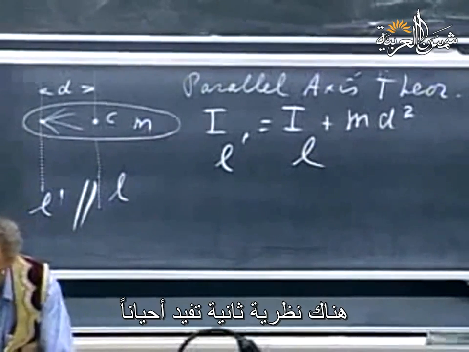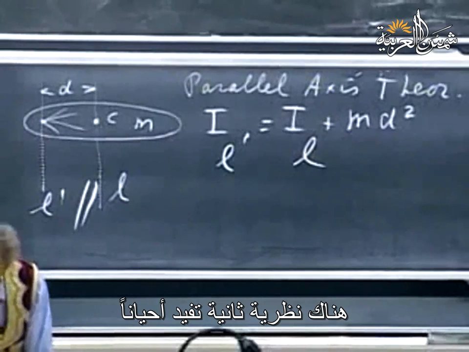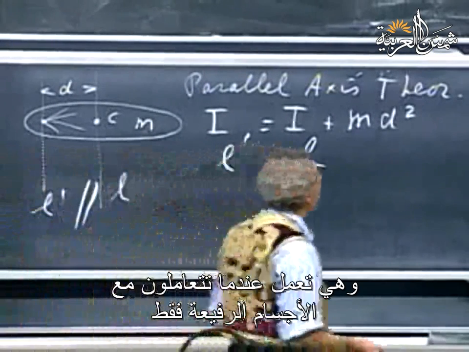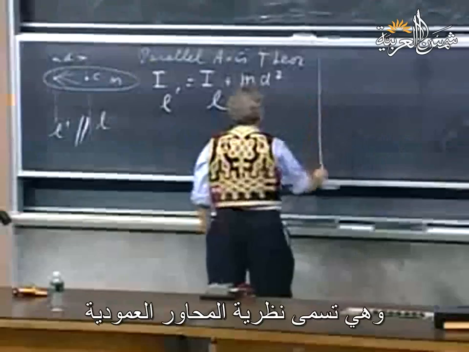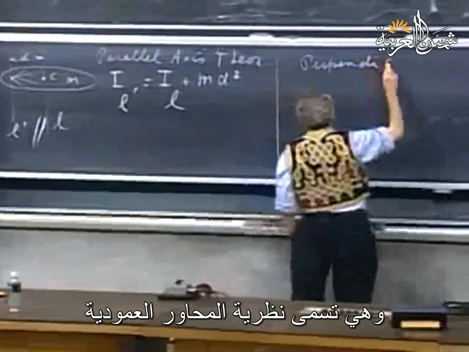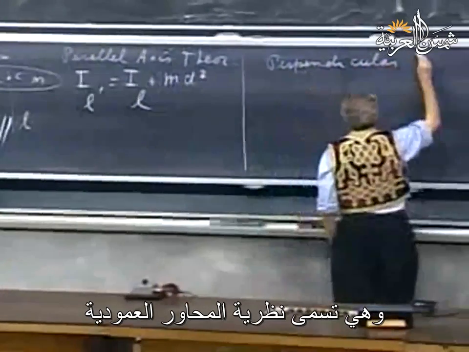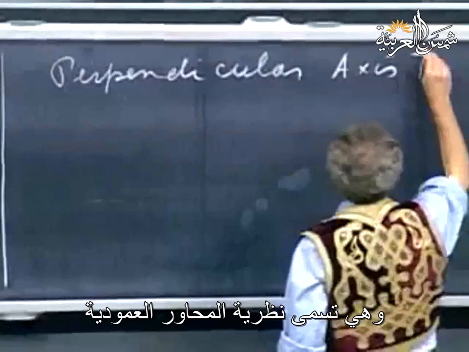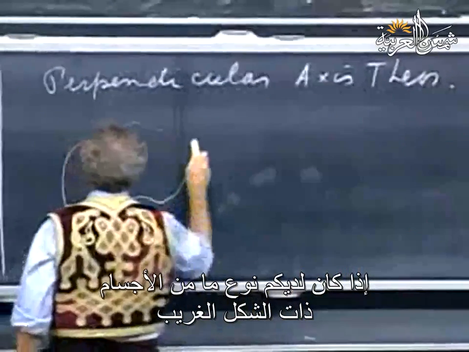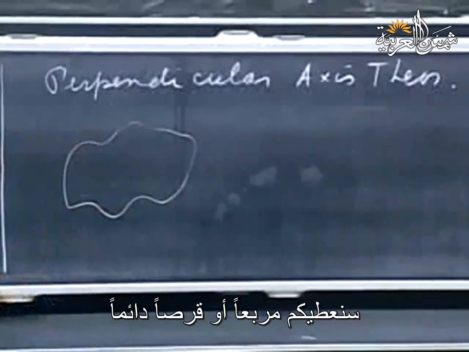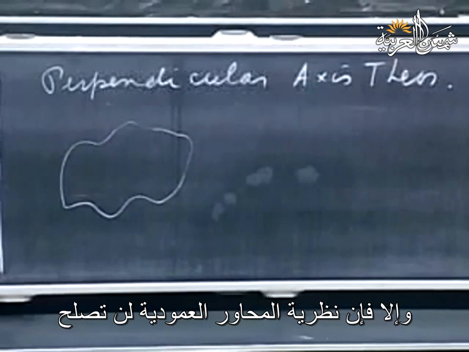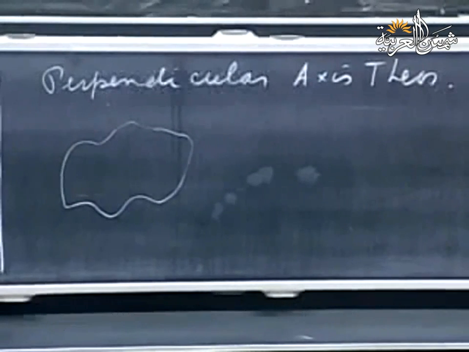There is a second theorem, which sometimes comes in handy, and that only works when you deal with very thin objects. And that is called the perpendicular axis theorem. If you have some kind of a crazy object, which of course we will never give you, we always give you a square or a disk, but it has to be a thin plate, otherwise the perpendicular axis theorem doesn't work.